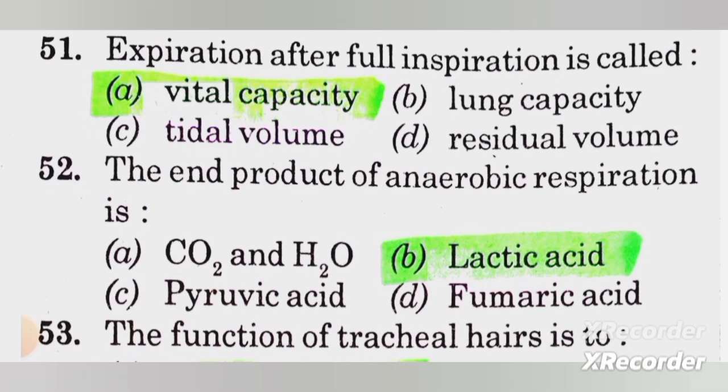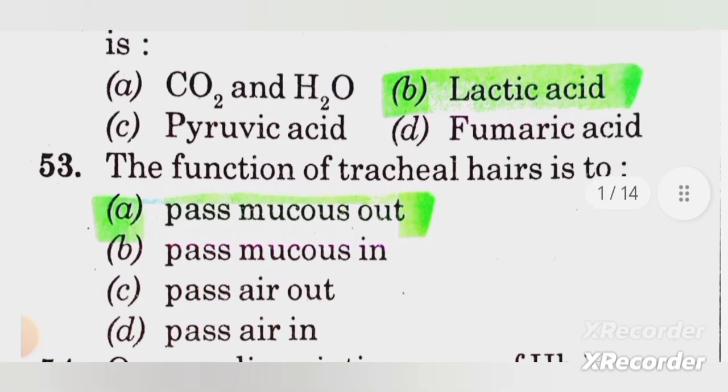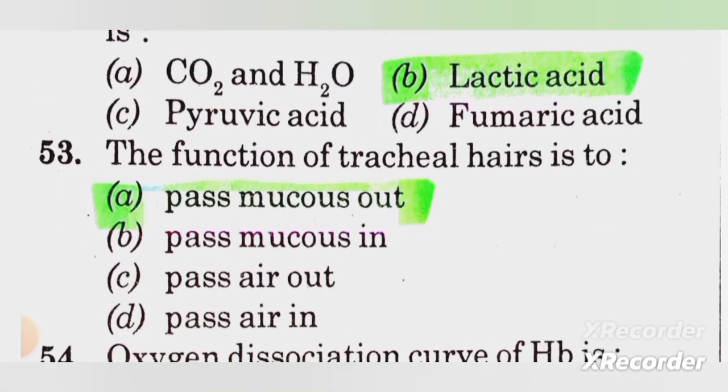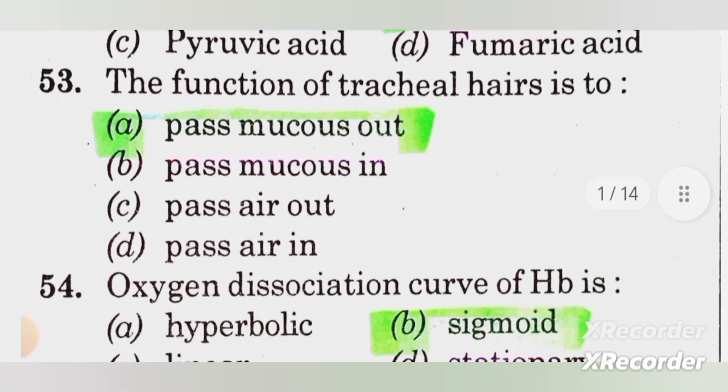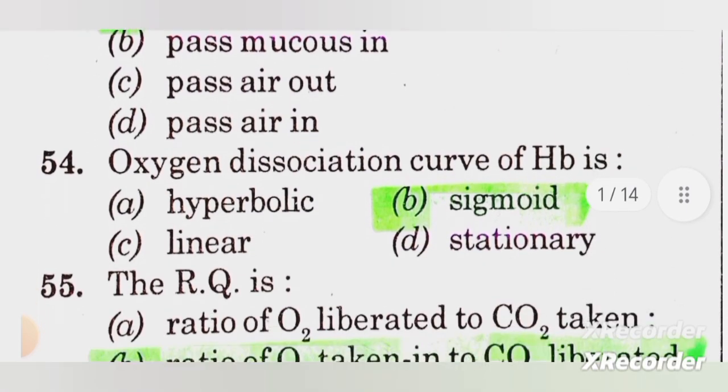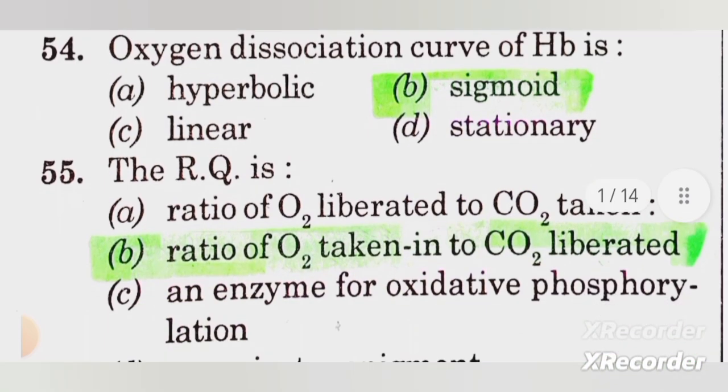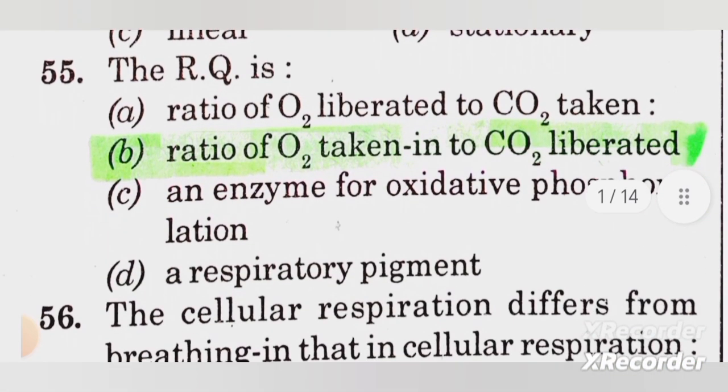The end product of anaerobic respiration is answer B, lactic acid. 53. The function of tracheal hair is to answer A, pass mucus out. 54. The dissociation curve of Hb is answer B, sigmoid. 55. The RQ is the ratio of oxygen taken in to carbon dioxide liberated.